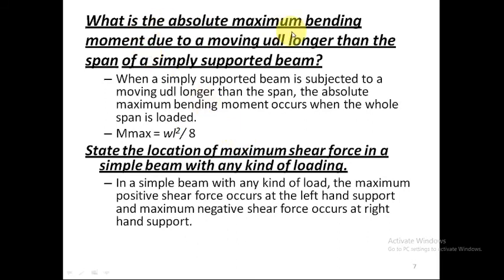Similarly, we have one more case here, that is UDL longer than span. In that case, where is the absolute maximum bending moment on a simply supported beam? When a simply supported beam is subjected to a moving UDL longer than span, the absolute maximum bending moment will occur when the whole span is loaded, and M max will be WL square by 8. This is similar to that of your simply supported beam loaded with UDL throughout the length of the beam.